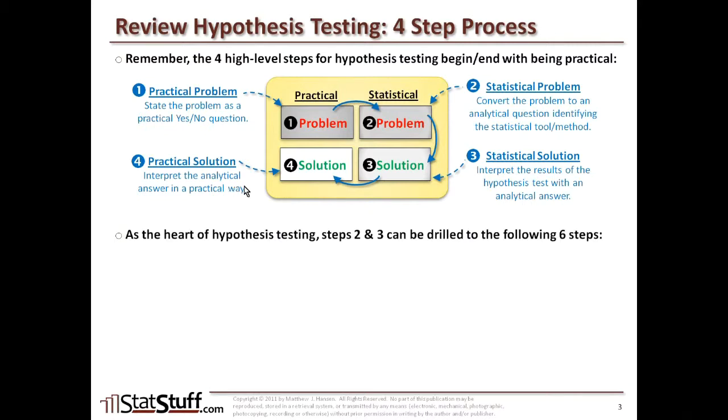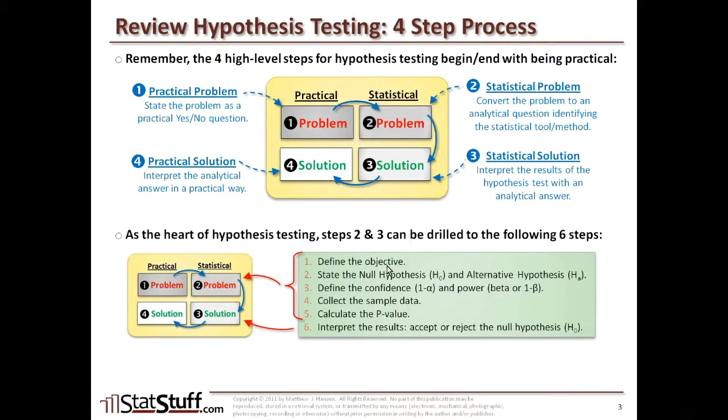And at the heart of doing the hypothesis testing, again, for steps 2 and 3, that's where we drill down to 6 additional sub-processes or sub-steps in order to figure that out. So it starts off with defining the objective. Then we want to state the null and the alternative hypotheses. Then we define the confidence level and the power levels based off of the alpha and beta risks that were identified. Collect the sample data, and we want to calculate the p-value. All these are part of building this statistical problem. And then once we've done that and run the test, we interpret the results. This is going to be the point where we decide whether we're going to accept or reject the null hypothesis.